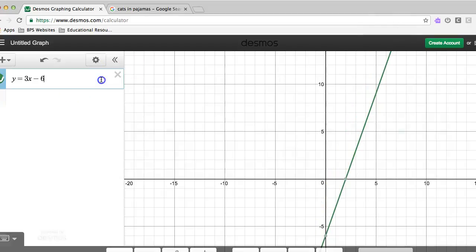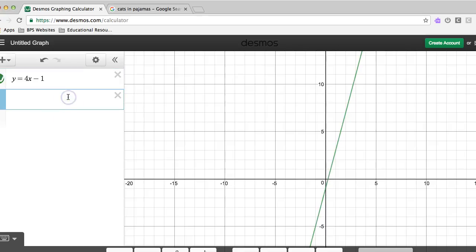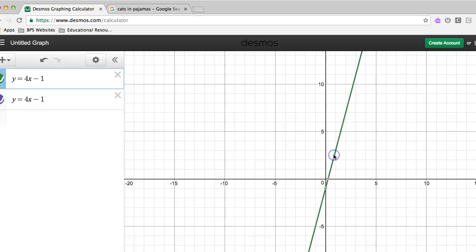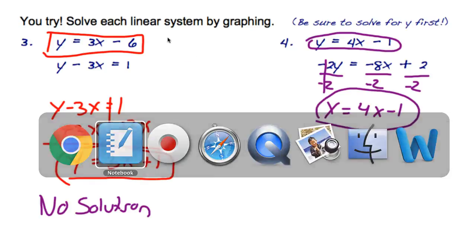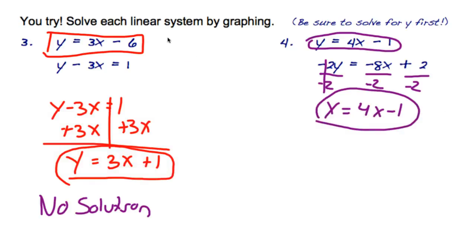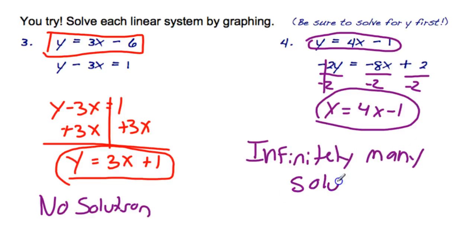So if I go to Desmos, we have 4x minus 1, that's the green line. Y equals 4x minus 1, blue line. There's two lines right there, the same exact line. So what we would write for the amount of solutions is infinitely many solutions. Math teacher, not a good speller.